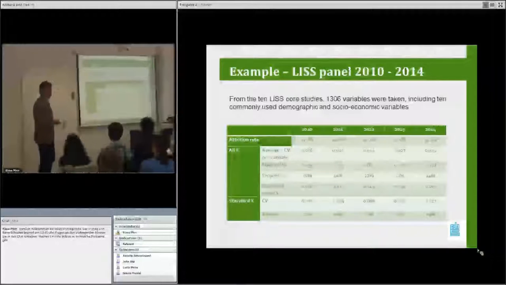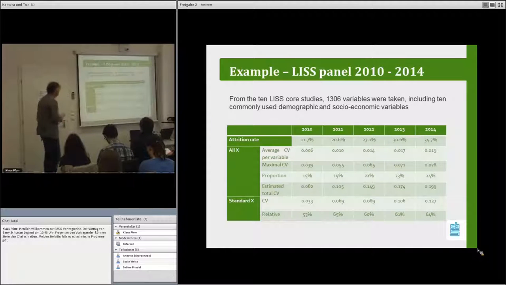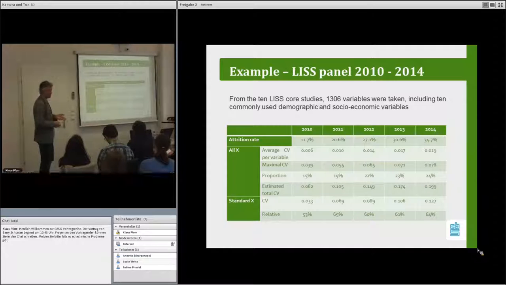What I did is I took from the LISS panel, which many of you probably know, at Tilburg University. They have core studies, a bit like the GESIS panel, and they have 10 core studies. From the core studies, I took all variables, roughly 2,500 that are measured. And from the 2,500, I took 1,300 that were directly about the persons themselves, or that were not open, that did not have a high refusal rate, not a high don't know rate, and so on. So I removed variables with a lot of problems.